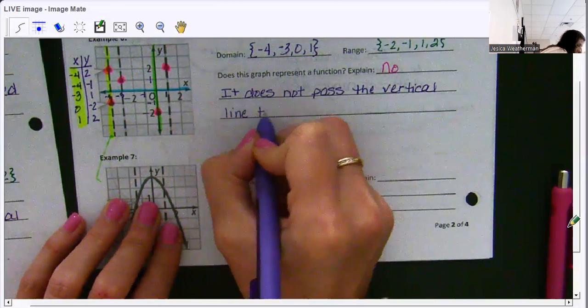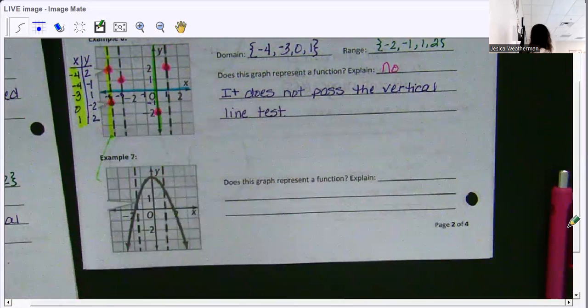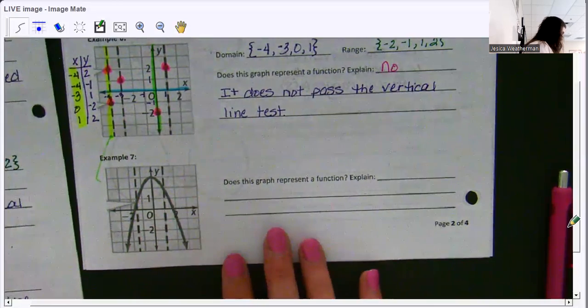Now, if the graph was hard for you to read, you could say something like the x value of -4 is paired with two different y values to a -1. And then that could also explain it. So either way would be okay. All right, let's go down to example 7.